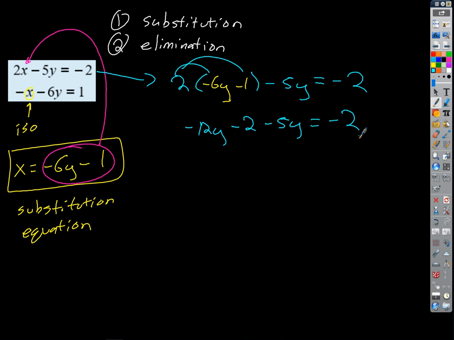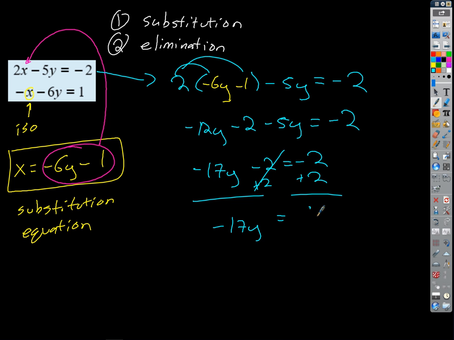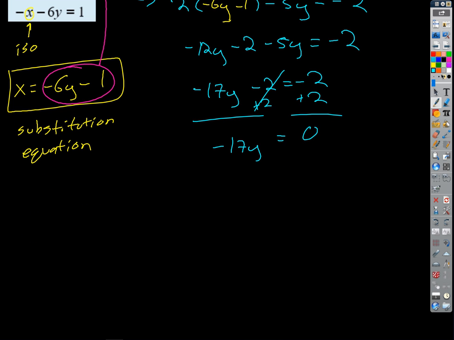Now what? Combine like terms. -12y combined with -5y is? Good. -17y equals negative 2. Add 2 to both sides. Good. So if I add 2 to both sides, I get negative 17y equals 0. So now what? I add 17. Nah, can't add. What? Divide.